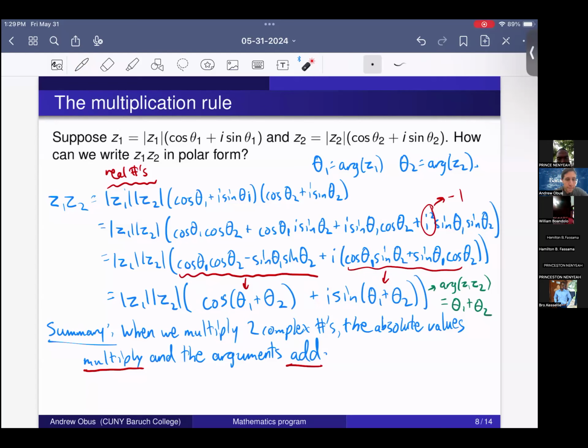So all right, there we are. This is great. We have this very simple thing, so let's try an application of this. When we multiply two complex numbers, the absolute values multiply and the arguments add. And let me say a special case.